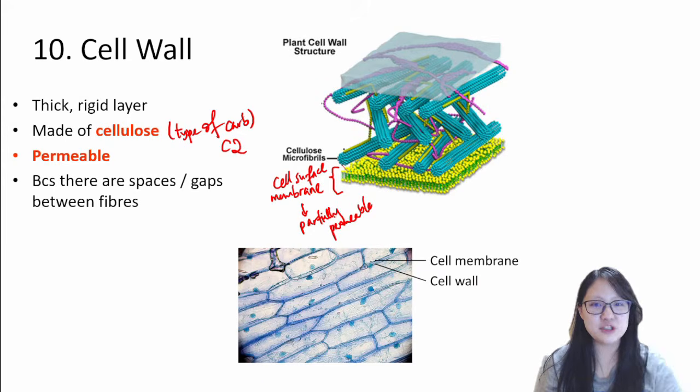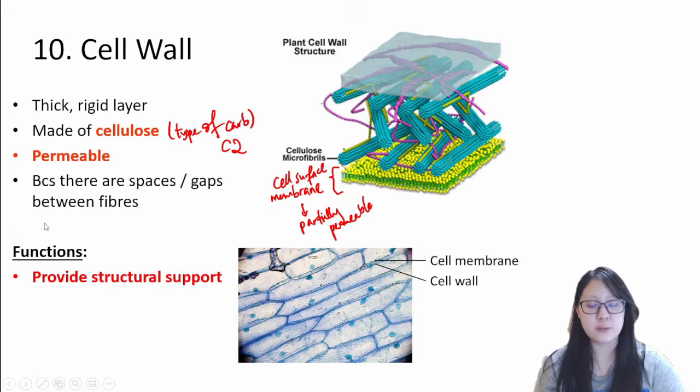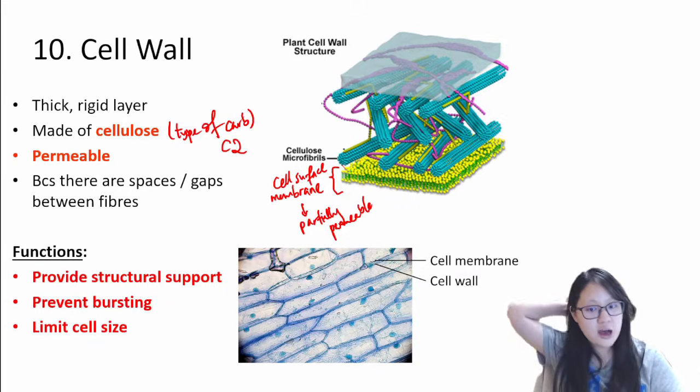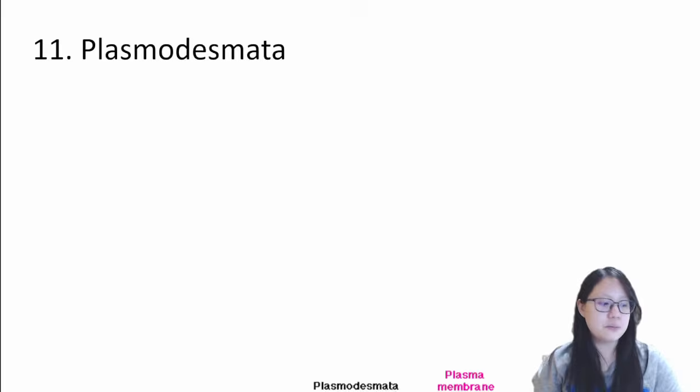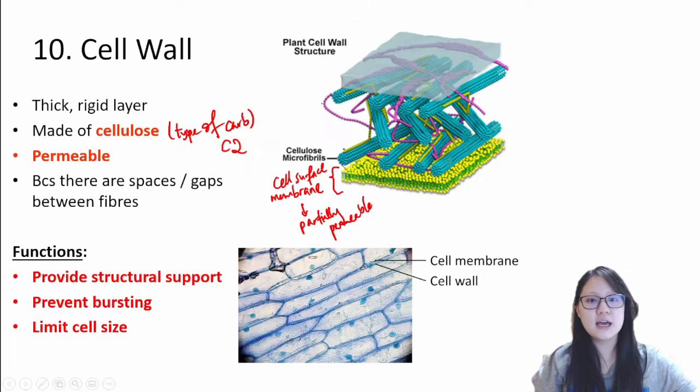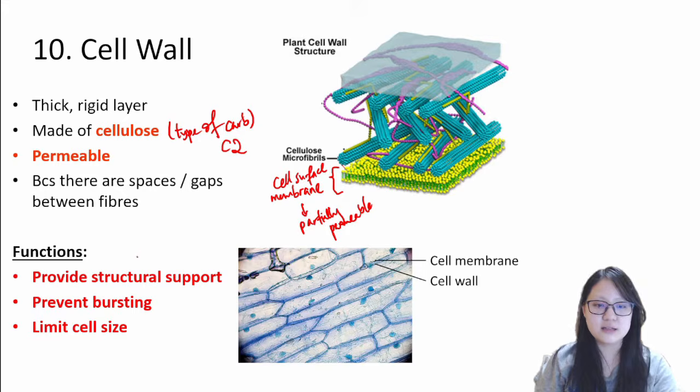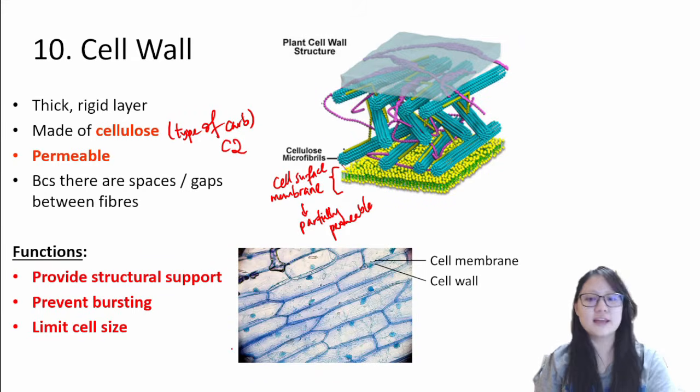So let's talk about the function of cell wall. It provides structural support. It is like a very rigid layer, right? And it prevents bursting. And of course, because it prevents bursting, it limits the cell size. Okay, I think that is quite straightforward.